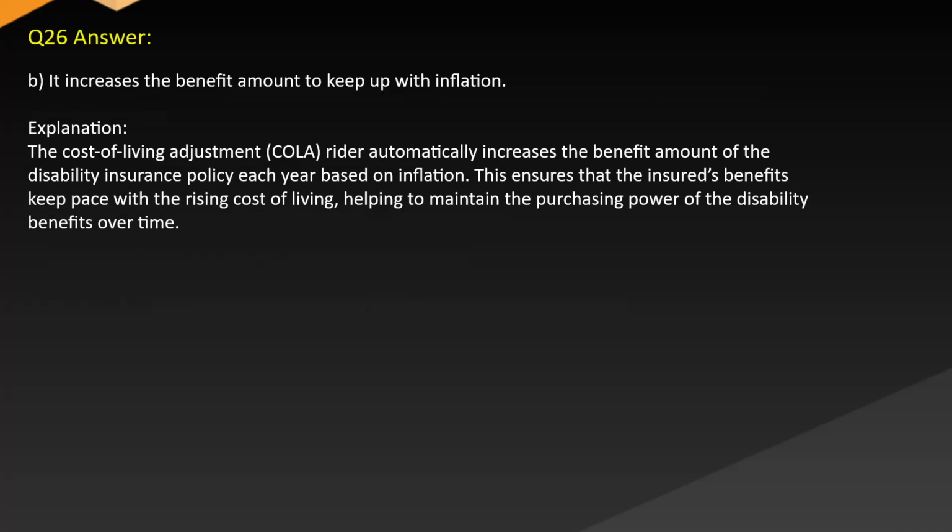Answer: B. It increases the benefit amount to keep up with inflation. Explanation: the cost of living adjustment (COLA) rider automatically increases the benefit amount of the disability insurance policy each year based on inflation. This ensures that the insured's benefits keep pace with the rising cost of living, helping to maintain the purchasing power of the disability benefits over time.